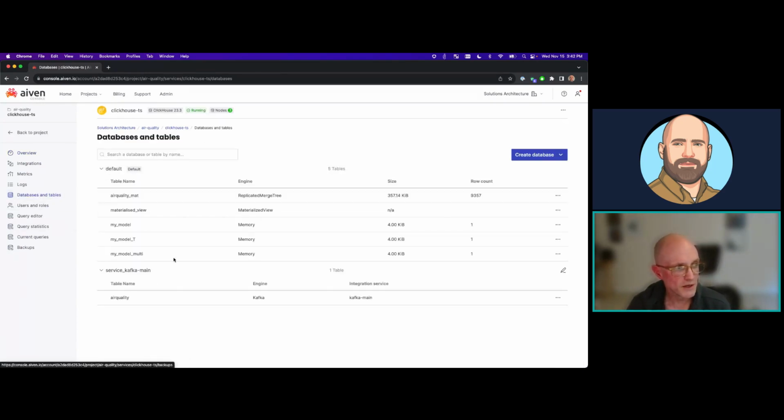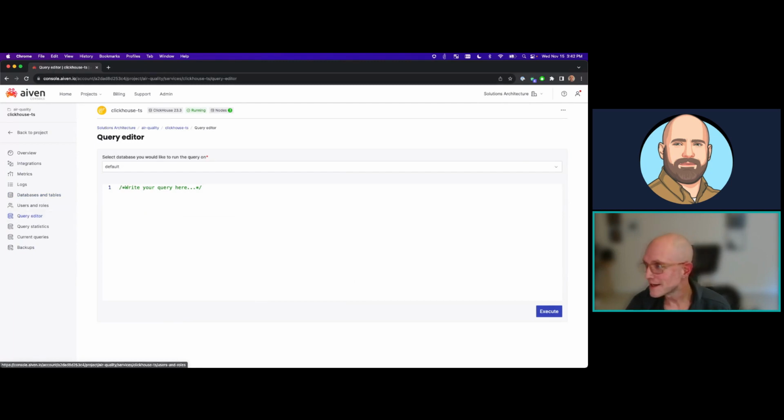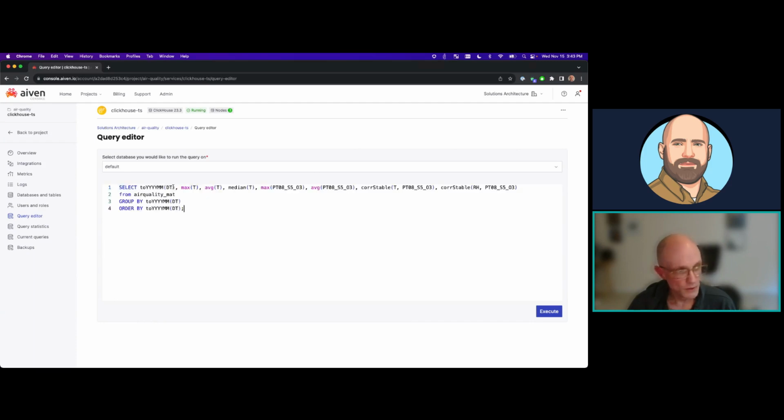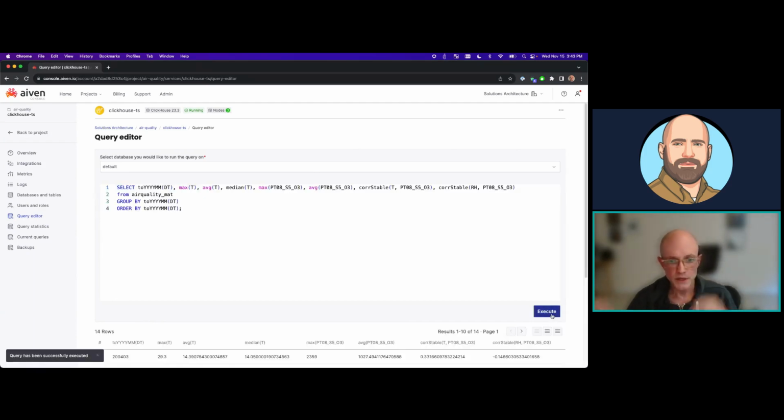We can go and look at these views and tables that are stored either directly from my Kafka service or in my default ClickHouse database. And then with that data, I can start running some interesting functions. So maybe I want to understand correlations between temperature and relative humidity and how that might impact ozone outputs in this case. So we'll run this query really quickly.